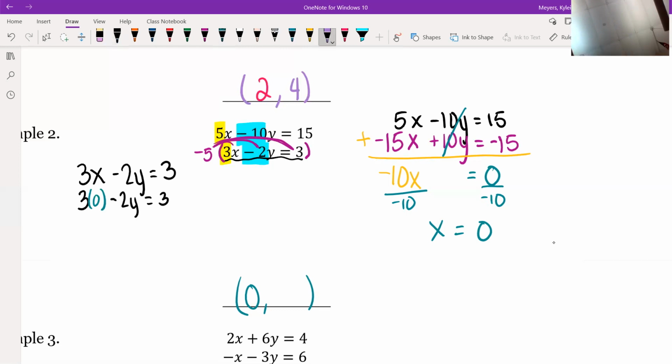Now we're going to solve that equation. So 3 times 0 is 0, which we don't really care about. So we have minus 2y equals 3. So we want to get y alone. Divide both sides by negative 2. And we're just going to leave it as a fraction. Okay, so we're going to leave it as negative 3/2. So that's what y is equal to. All right, so we got one more to do.